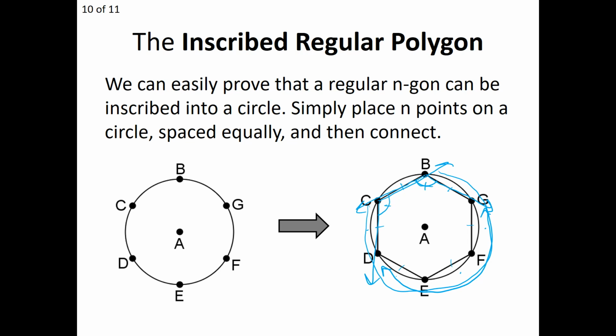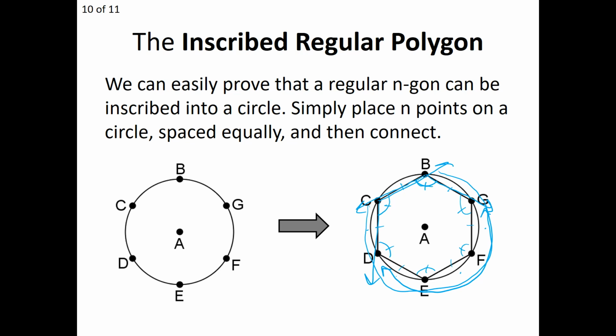They must be equal in measure because they're cutting the same measured arcs, which means angle B and angle C are thus equal. Well, we can then rinse and repeat that and show that for all 6 angles, they must all be equal to each other. Thus, we have formed a regular polygon because now it is both equilateral and equiangular.